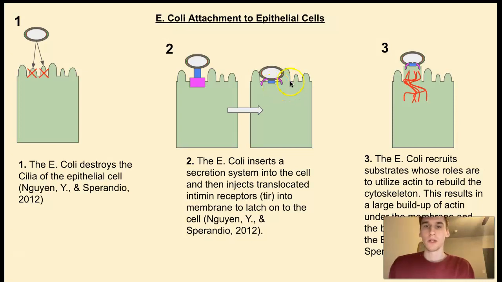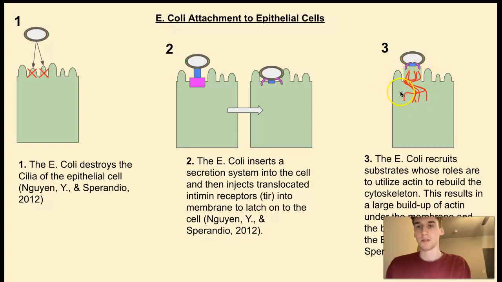And then once it's latched on there, it's going to start building. On step 3 here, it is going to start recruiting some substrates in the cell that will start bringing in actin, because these substrates rebuild the cytoskeleton whenever it needs to happen. And so the bacteria is going to use this in its favor and start recruiting a bunch of actin, more actin than it probably needs.